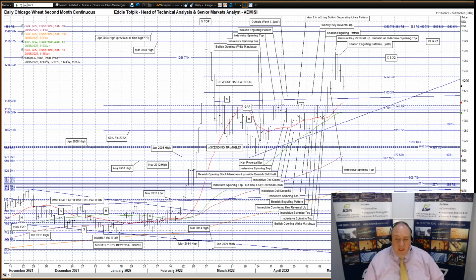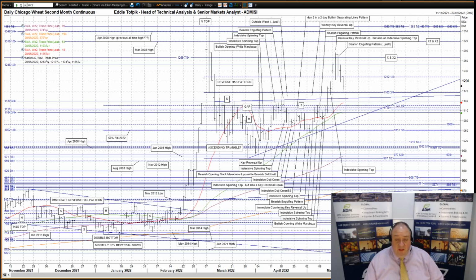Okay, so let's look at these two patterns. The reverse head and shoulders pattern has a primary target X in the 1270 area, for a harder to get secondary target X1 in the 1320 area. This latter one is coincident with the March 2008 high. The ascending triangle pattern has a primary target in the 1270 area and a harder secondary target X3 in the 1320 area. As you can see, the primary and secondary targets for each of these patterns are the same. It's not often that such things happen, but they have here.